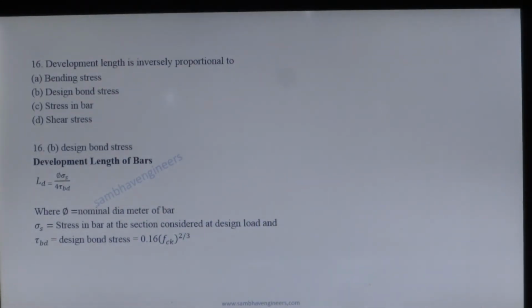Development length is inversely proportional to design bond stress. As per IS 456, development length Ld is equal to φσs divided by 4τbd, where τbd is the design bond stress, which is given by the formula 0.016 fck to the power 2 by 3. So the development length is inversely proportional to design bond stress.